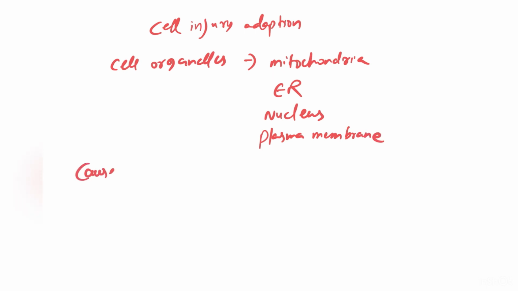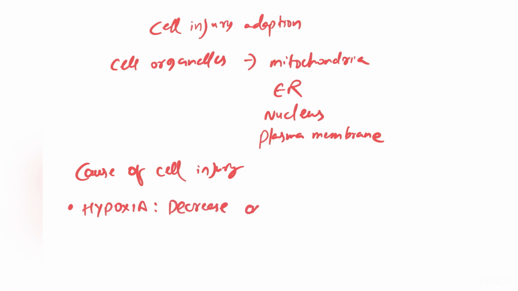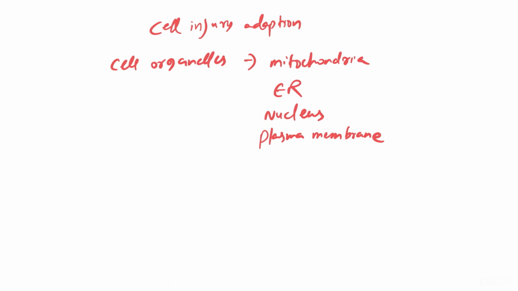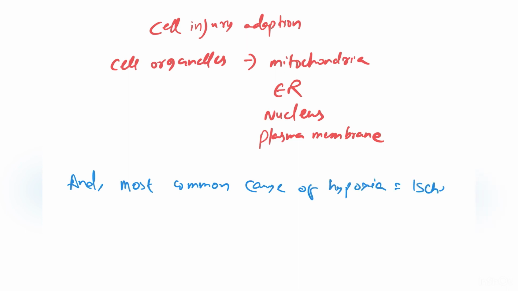What is the cause of cell injury? The first cause is hypoxia, that is decreased oxygen supply to a tissue. This is the most common cause of cell injury. And what is the most common cause of hypoxia? The most common cause of hypoxia is ischemia.